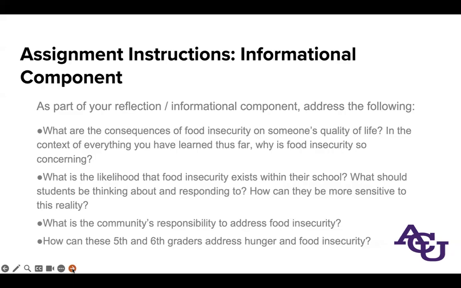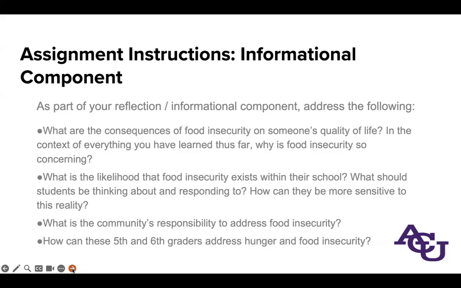Second, what's the likelihood that food insecurity exists within the school that these fifth and sixth graders are attending? What's the likelihood that they may be living through it on a daily basis? What should students be thinking about and responding to? How can they become more sensitive to this reality?